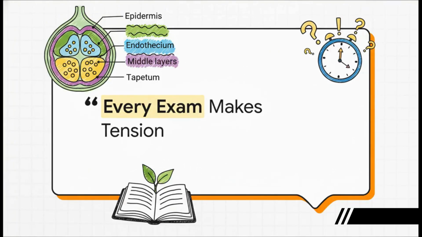To remember those anther wall layers in perfect order, from the outside in, just remember this phrase. Every exam makes tension. That's epidermis, endothecium, middle layers, and tapetum. See? Simple, effective, and absolutely perfect for a high-pressure situation.